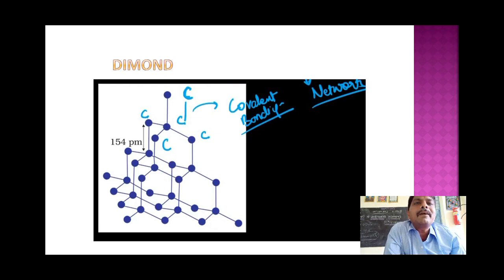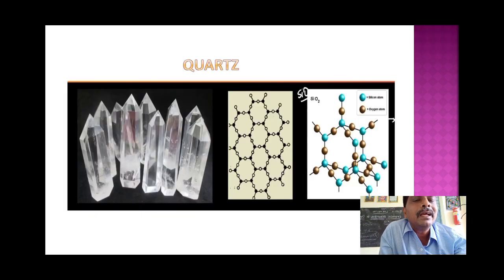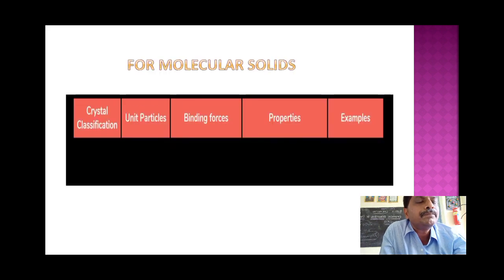This is the structure of diamond. Children, try to remember: last year we discussed the hybridization of carbon in diamond. The hybridization of carbon in diamond is sp3. Each carbon forms how many bonds? Four bonds. It is the hardest substance. Insulator. Next, quartz. It contains SiO4 units. It is also a hard substance, a crystalline solid.